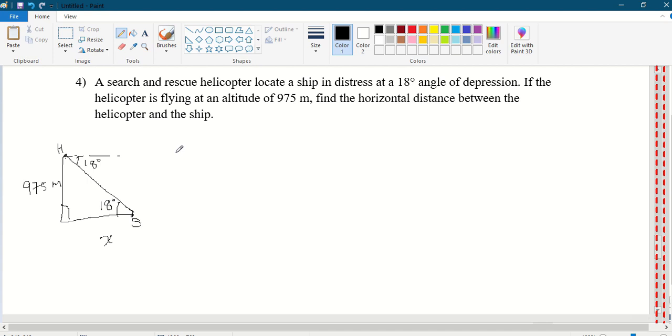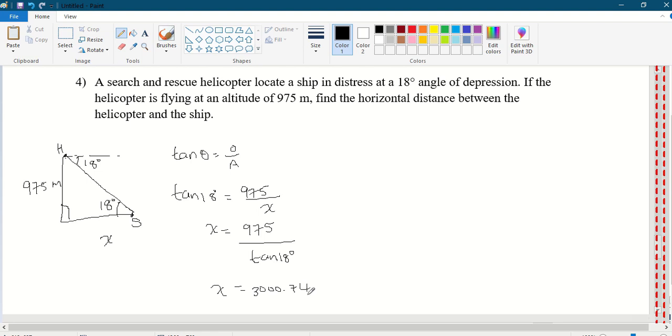The one which connects opposite and adjacent is tan. So tan theta is O over A. In our case, tan 18 degrees equals 975 divided by x. Cross multiplying, we get x equals 975 divided by tan 18 degrees. So we get 3000.74. So it's roughly 3 kilometers away.